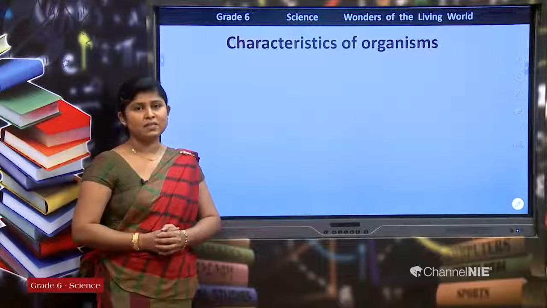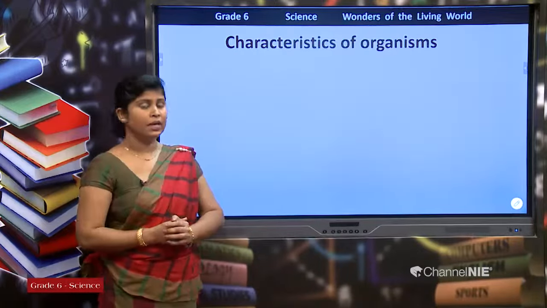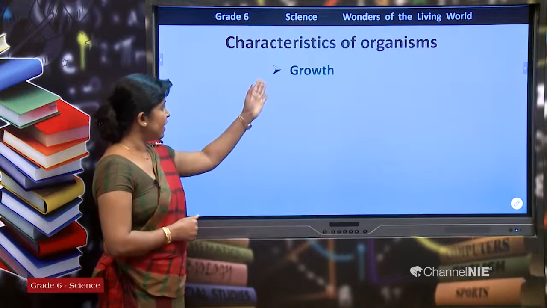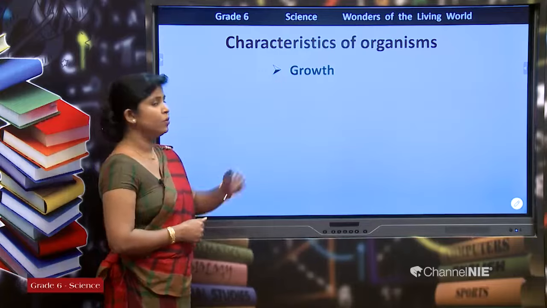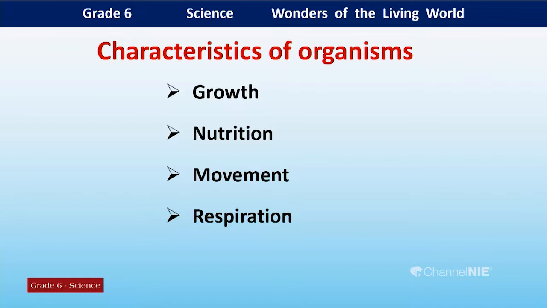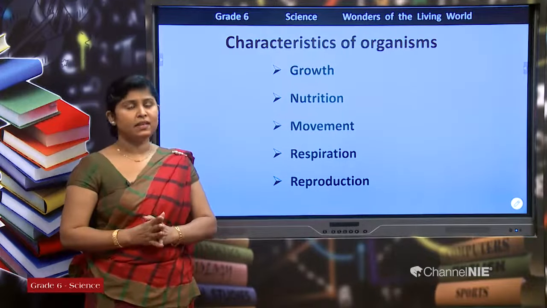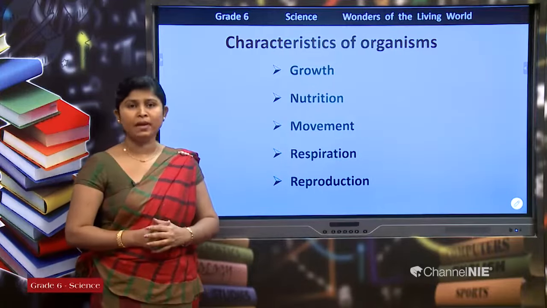Characteristics of organisms. Right now, we have done the first part of the unit. Then the characteristics of organisms. Here are the characteristics shown by the organisms. Number 1, growth, nutrition, movement, respiration, reproduction. Let us read it again. Growth, nutrition, movement, respiration and reproduction. These are the characteristics of organisms. These characteristics are identical only to living things. These characteristics are not shown by non-living things.